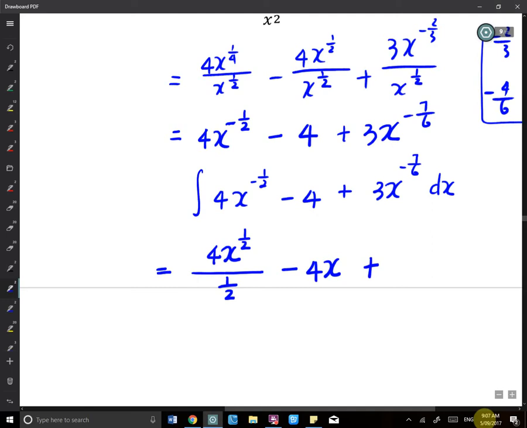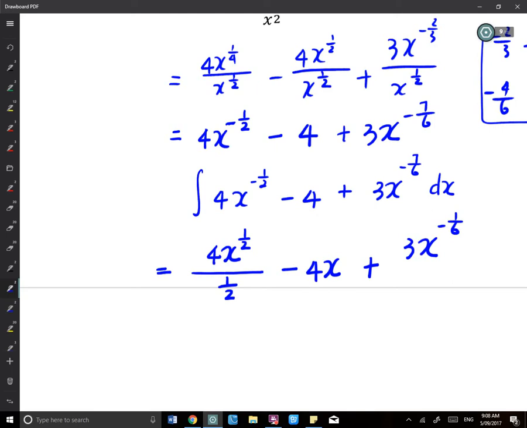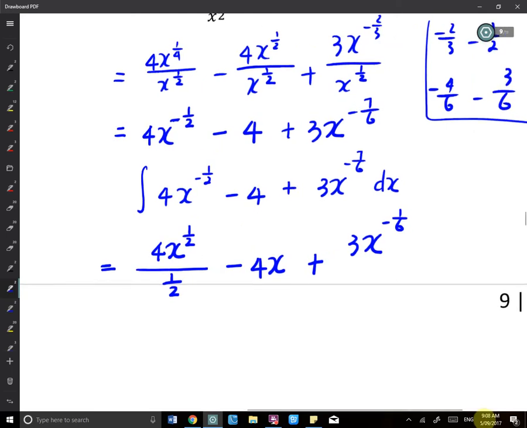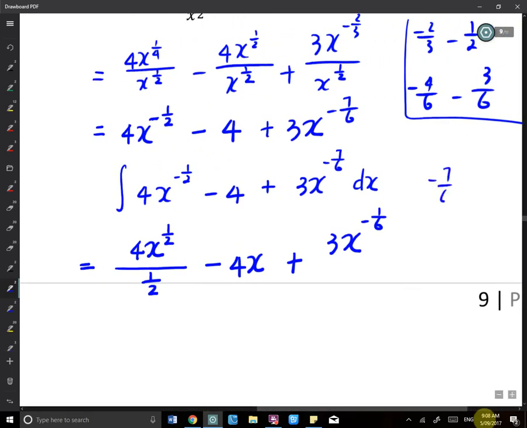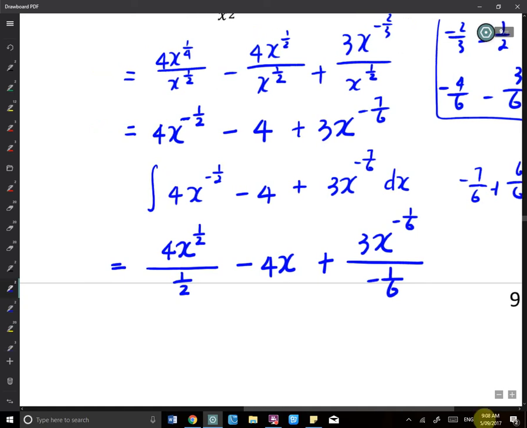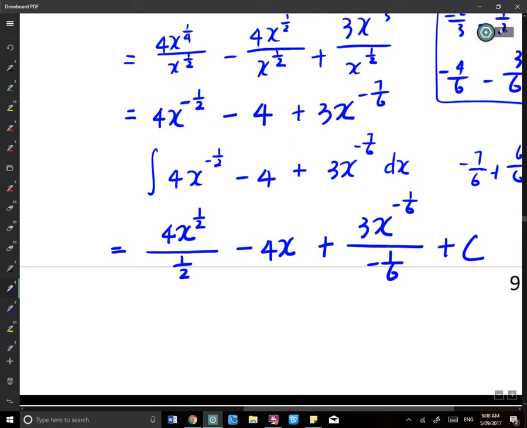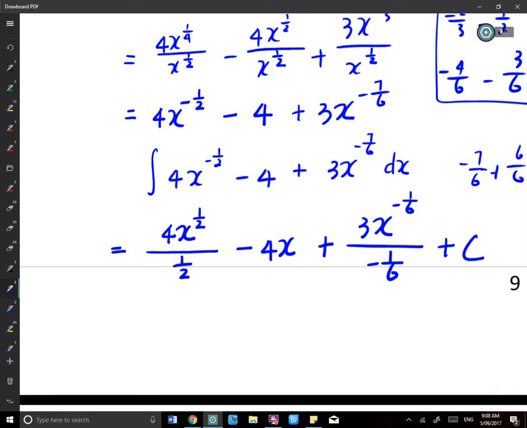Plus 3x to the power of negative 7 over 6, you add 1, it just becomes negative 1 on 6. Right? Minus 7 on 6 plus 6 on 6 is minus 1 on 6. And then I will divide by minus 1 on 6. Plus c. Always tell yourself plus c, plus c, plus c for antidiff.